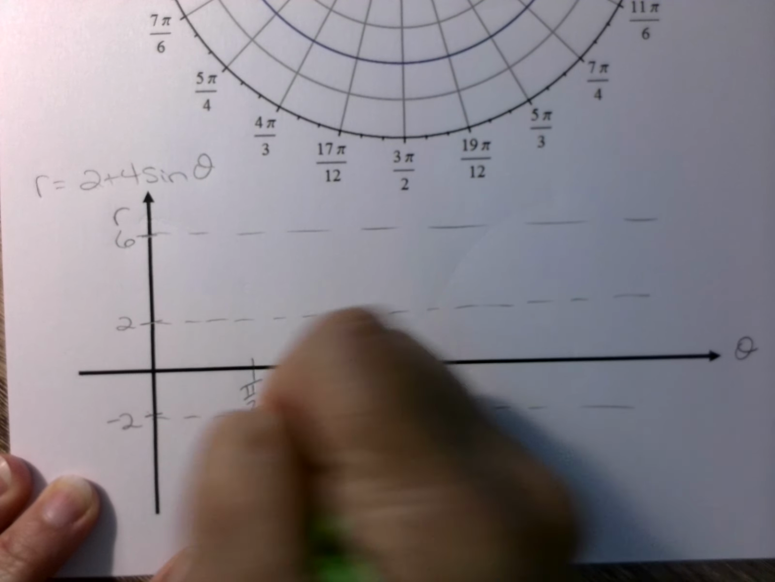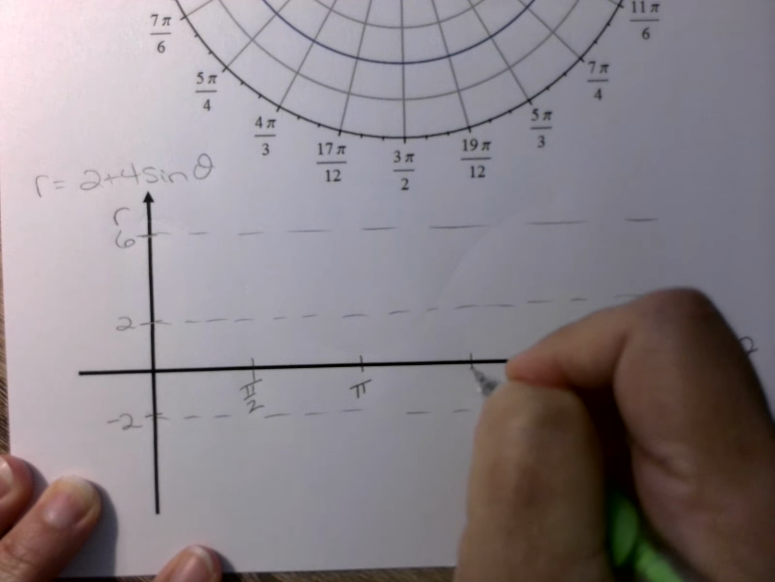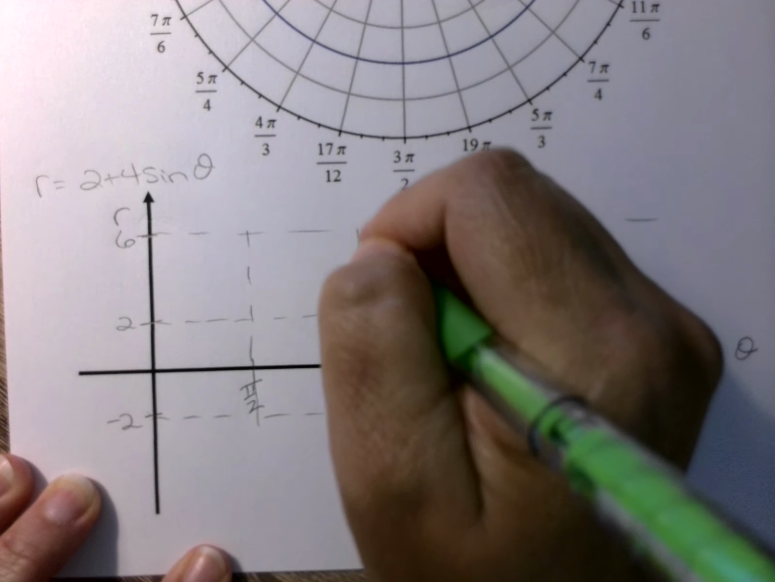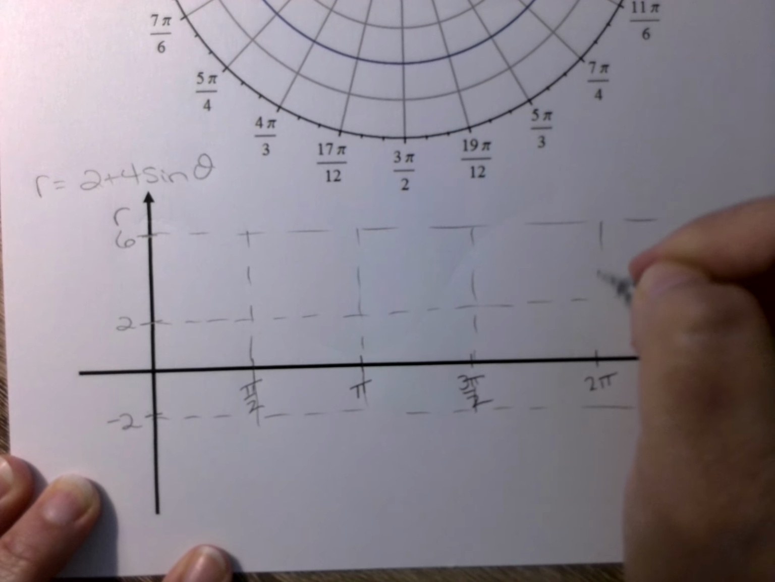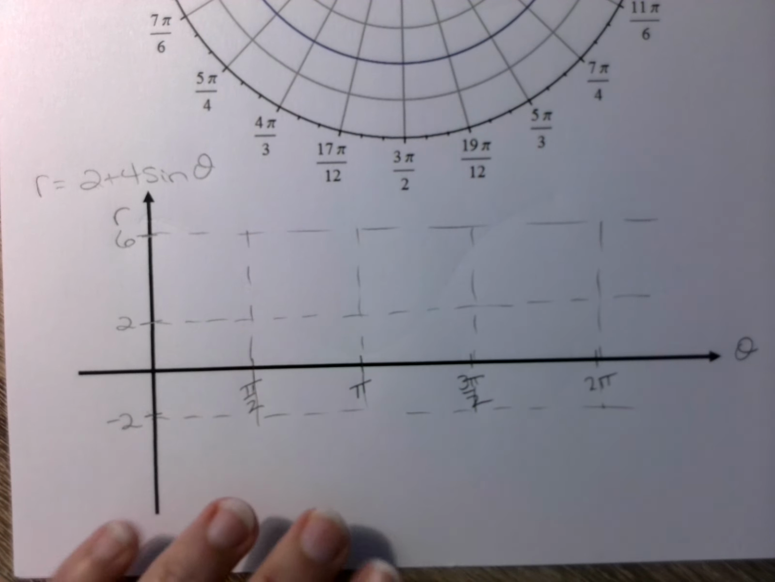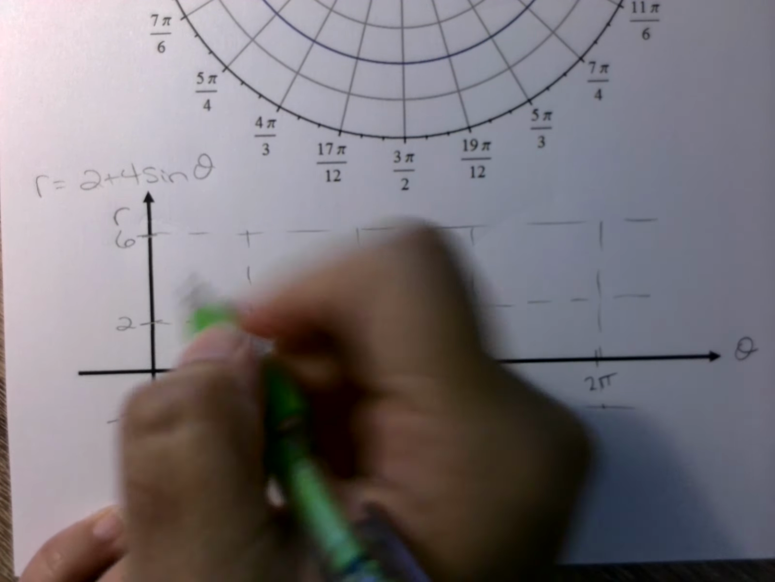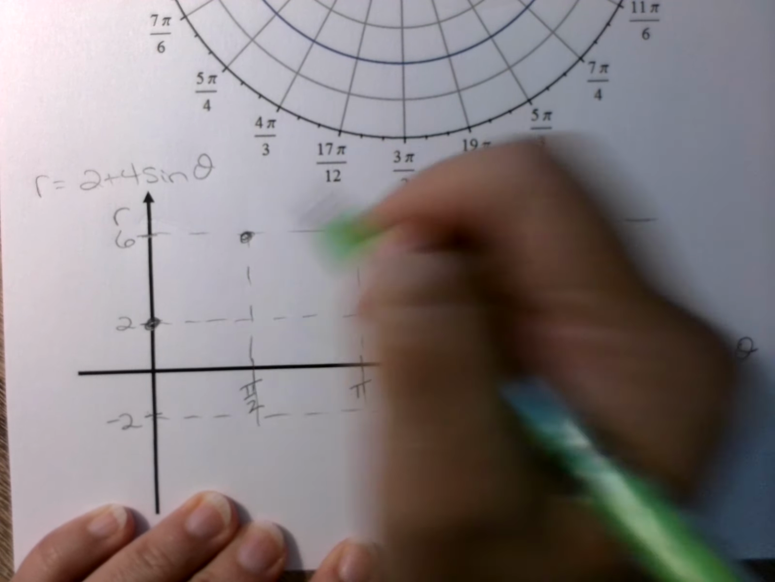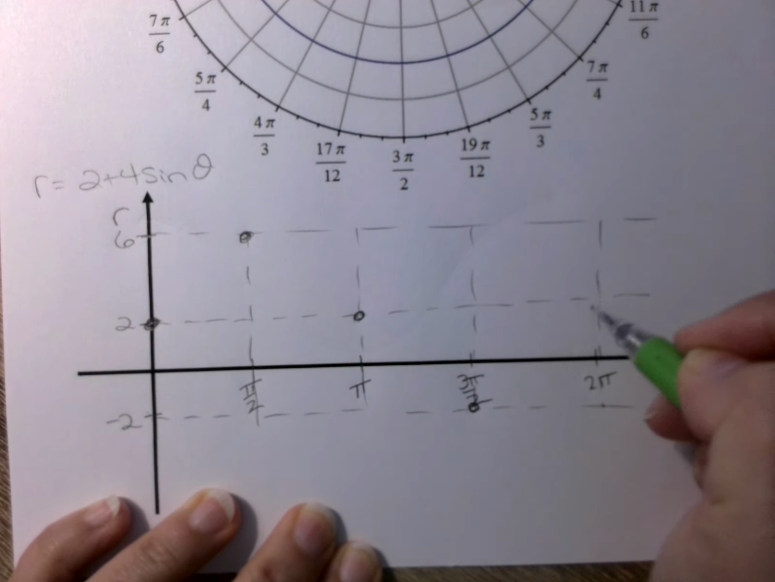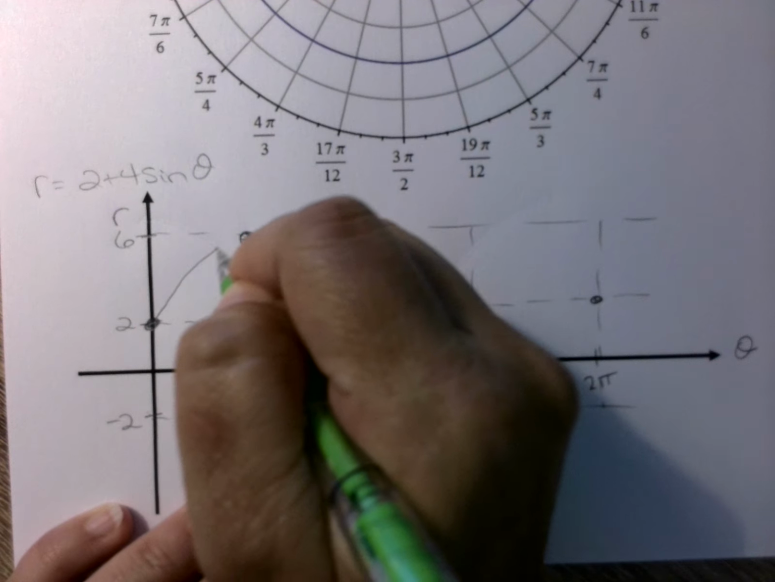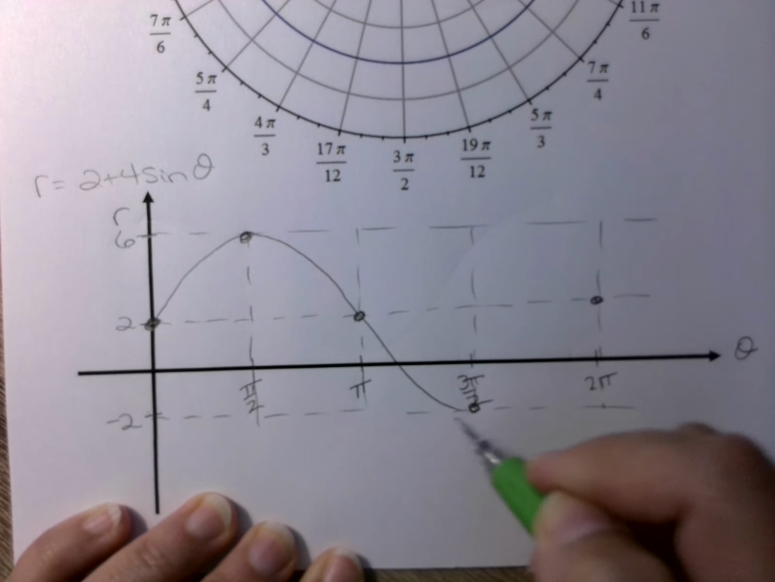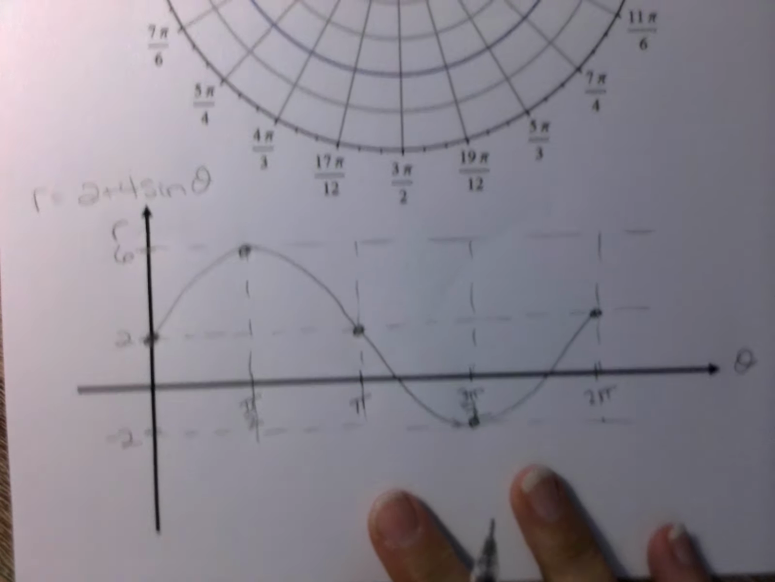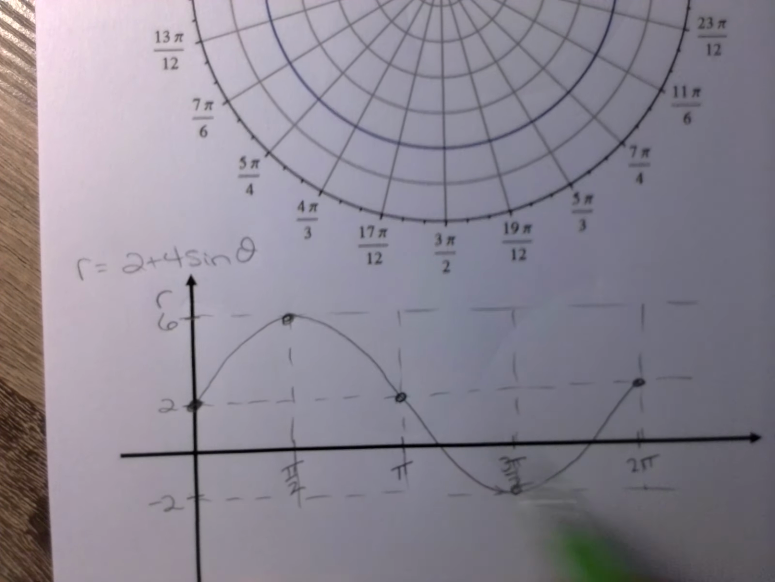Again, I'm going to mark those axis angles, pi over 2, pi, 3 pi over 2, 2 pi. And in this case, we're graphing sine. Sine is going to start out in the middle of the cycle. It's going to reach its high point, back to the middle, low point, back to the middle. There's our sine graph. And we're going to use this to help us generate a polar graph.